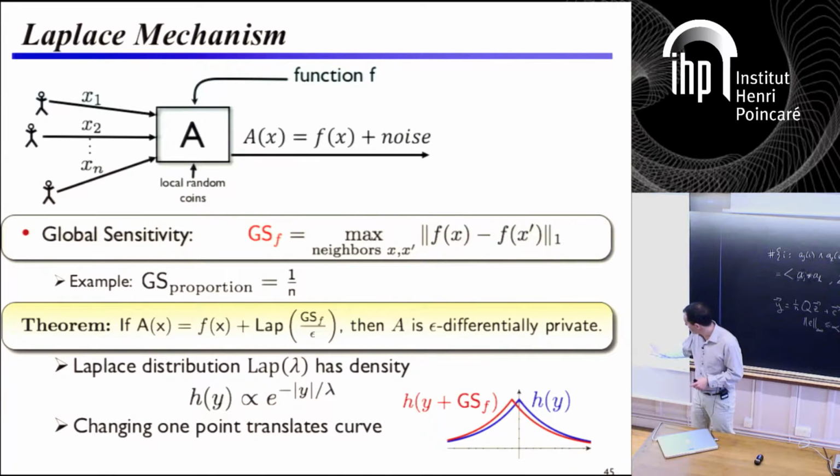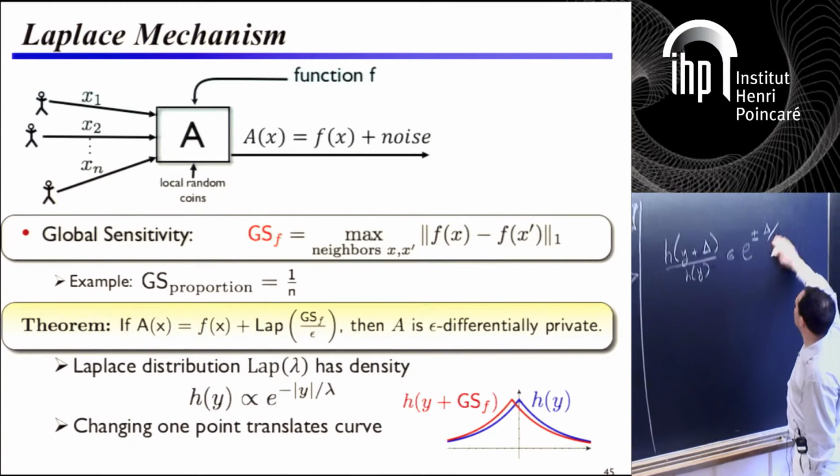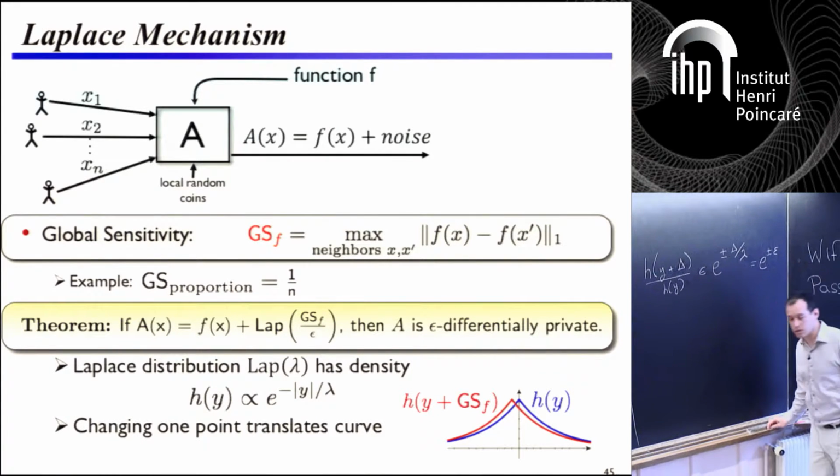Okay? And the key thing that's going on with these curves is that at all points, if I look at the ratio of h of y plus some offset delta over h of y, that is always between e to the plus or minus delta over this parameter lambda. And so if we set lambda appropriately, when delta is the global sensitivity, we get that the ratio of the densities is always between e to the plus epsilon and e to the minus epsilon. So in particular, the probability of any set differs by a factor of at most e to the epsilon between the two distributions.